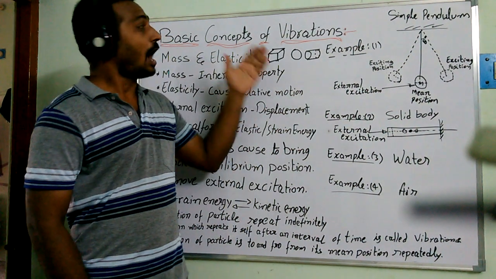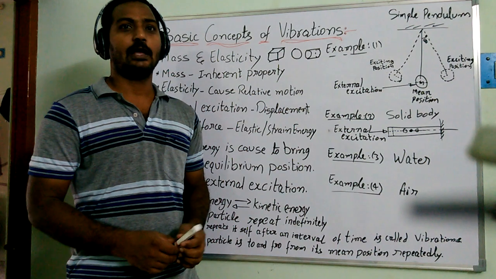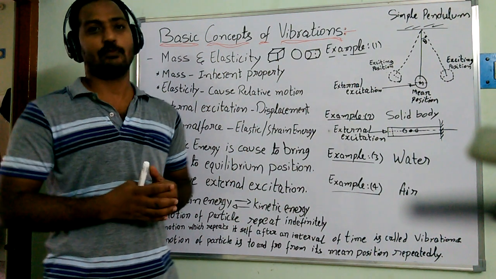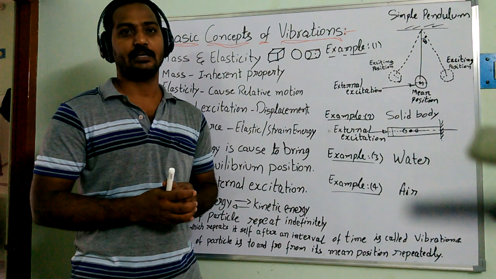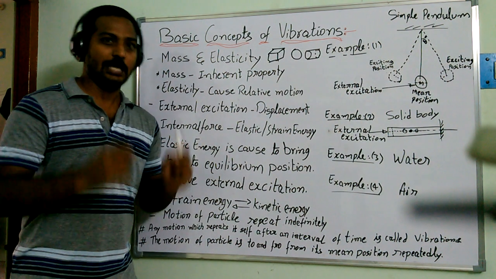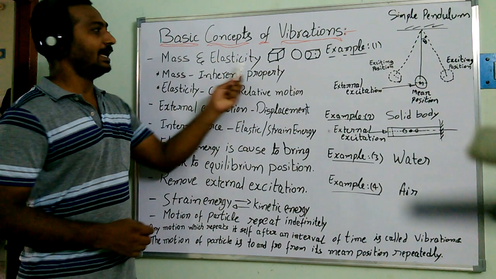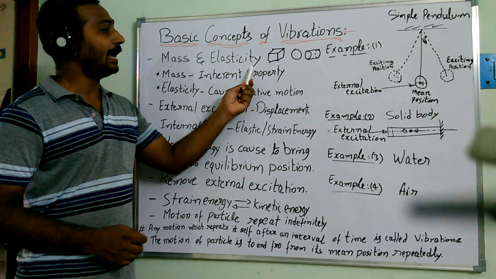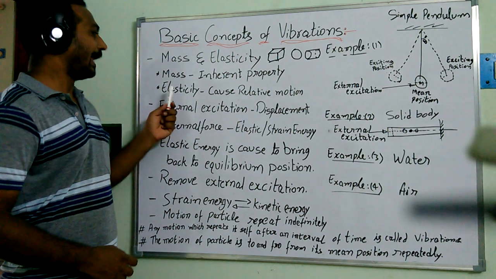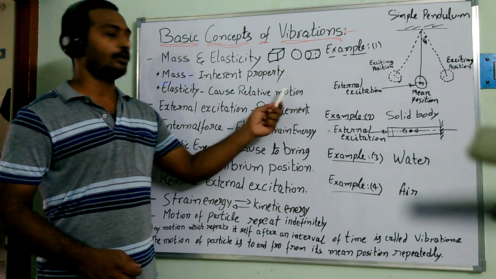So how are these vibrations generated, what is the main cause, and what is the physics behind these vibrations? Today we are going to be discussing it. Here we can see that every body has its mass and elasticity, right? The mass is the inherent property of the system, and elasticity is the main cause for the relative motion.